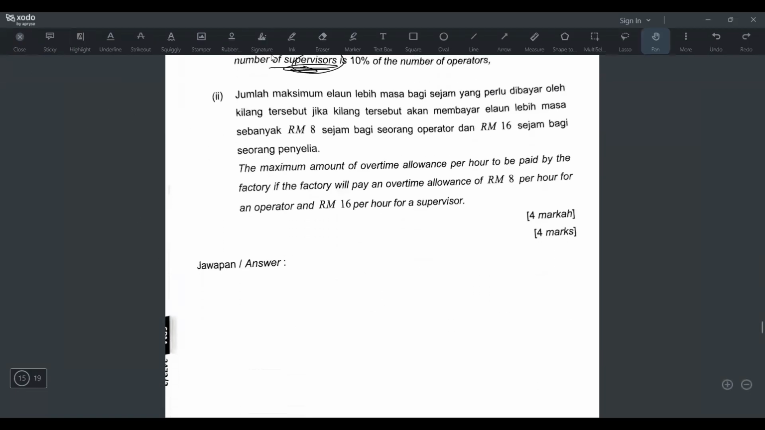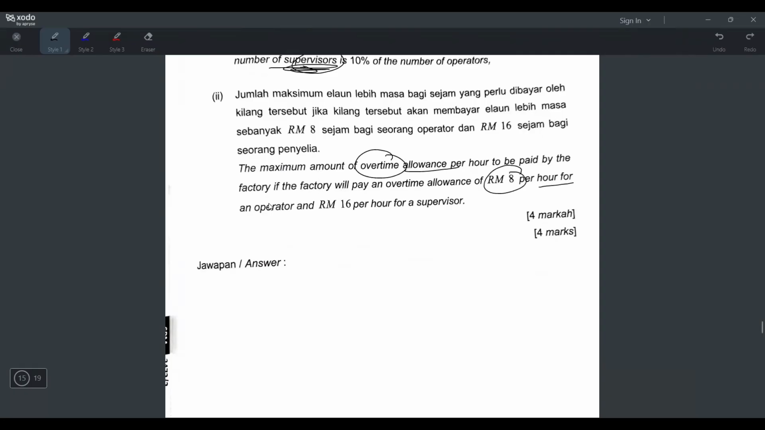Okay, let's continue with question number 2. Number 2 says the maximum amount of overtime allowance per hour paid by the factory will be paid 8 ringgit per hour for operator, 16 for supervisor. And then they want to find the maximum amount of overtime lah. Okay, let's find the total first. The total what allowance? Overtime allowance. Total overtime allowance.